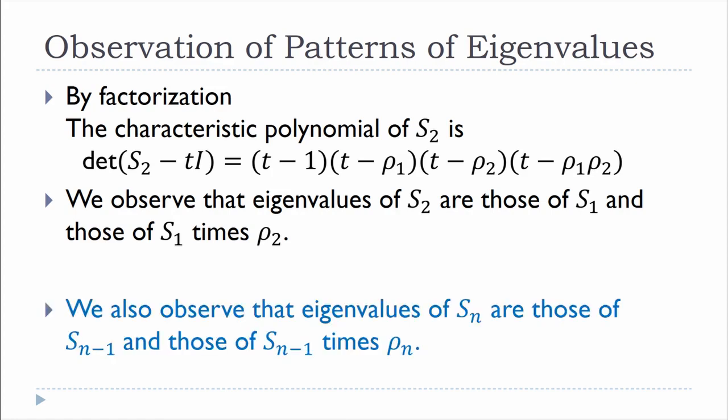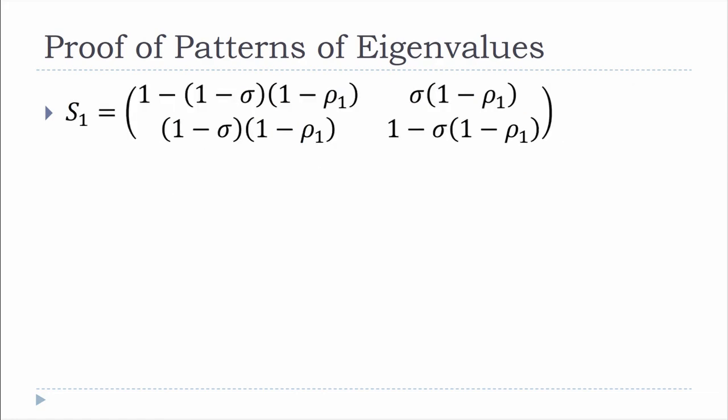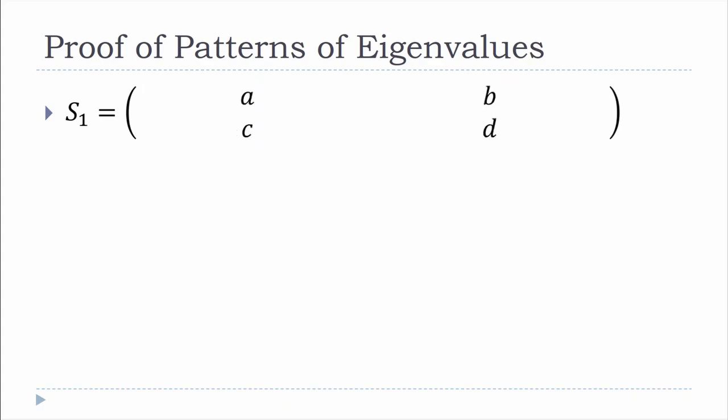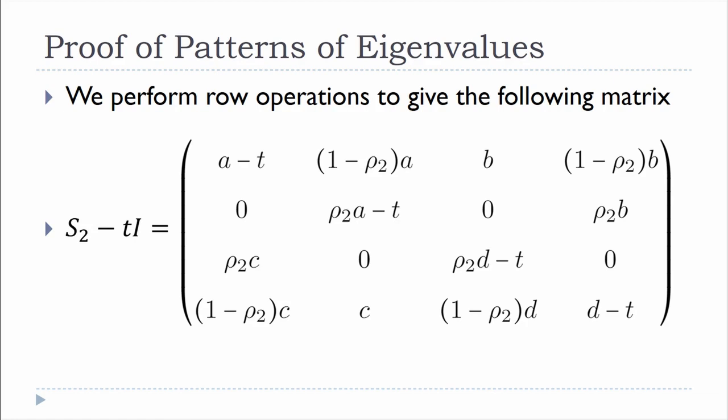We also observe that the eigenvalues of Sn and those of Sn minus 1 follow a similar relation. In our paper, we only proved that the eigenvalues of Sn and Sn minus 1 follow the relation, but we have a new proof to deal with the algebraic multiplicity of eigenvalues. First, we recall that S1 equals this matrix, and we let them be A, B, C, and D. We can derive S2 by the general expansion rule, and we can perform some row operations to give an ideal form of the matrix.